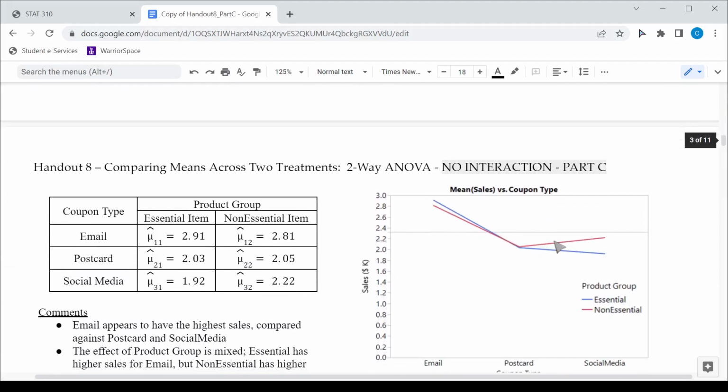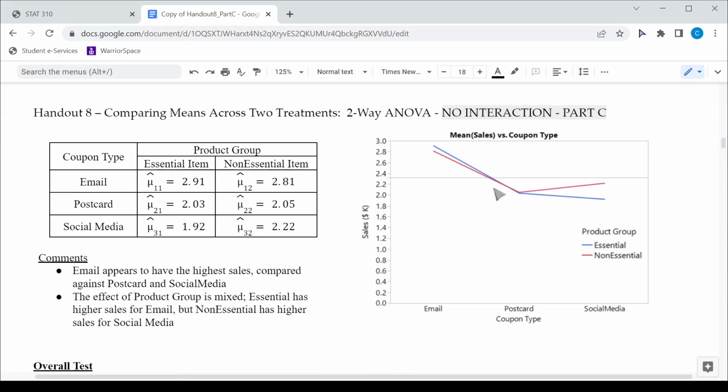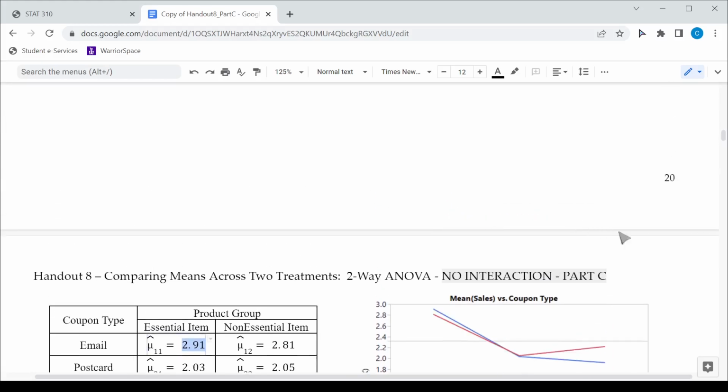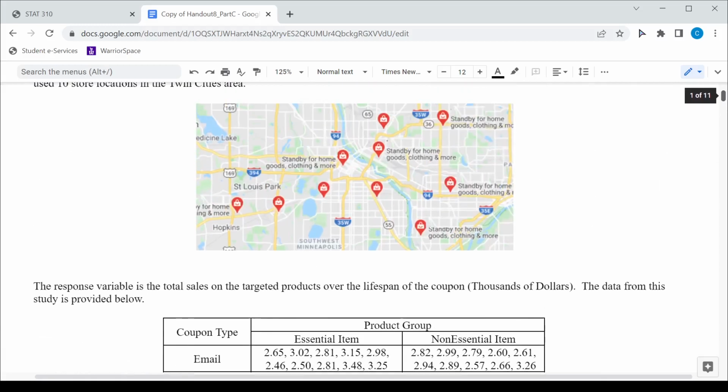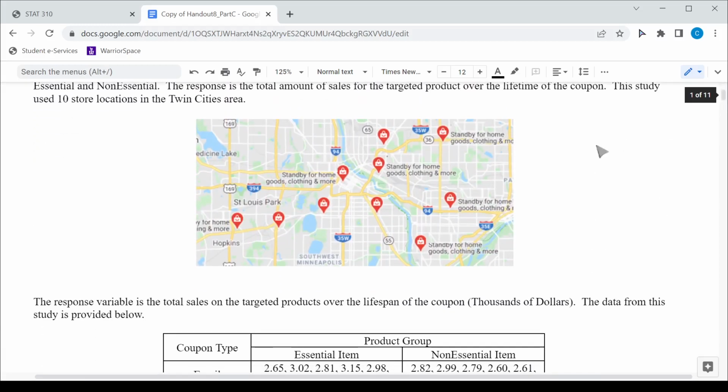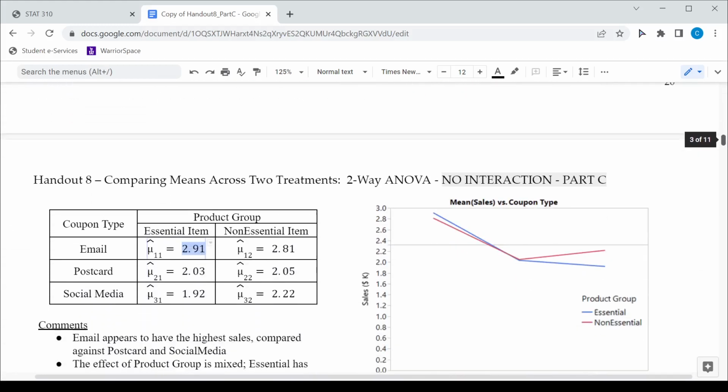The graph that I'm going to end up creating is this one here. This is just going to reflect the average from the different combinations between the coupon type and the product group. So this 2.91 here is, I think, in thousands on the scale. Is that what it is? Dollars? I'm not sure what the response is here. Total sales, yep, on targeted products over a particular time period. So this might be over a week or something.